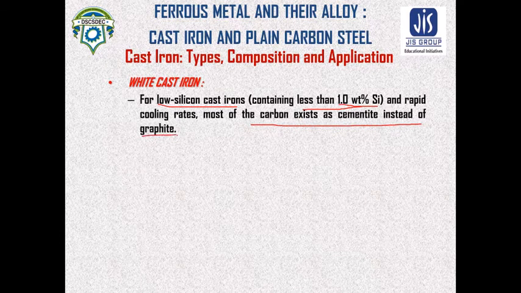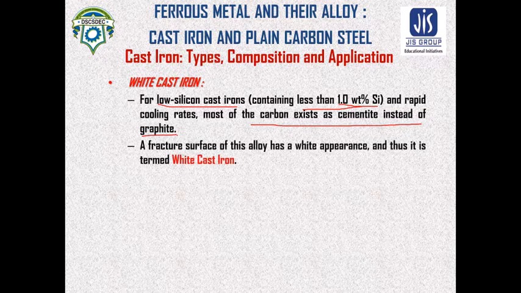So what happens when there is a small amount of silicon? Until now we have studied two types of cast iron. The first one is grey cast iron, which has iron and carbon along with some amount of silicon. Now if we add some magnesium or cerium to the grey cast iron, what do we get? We get nodular or ductile cast iron.